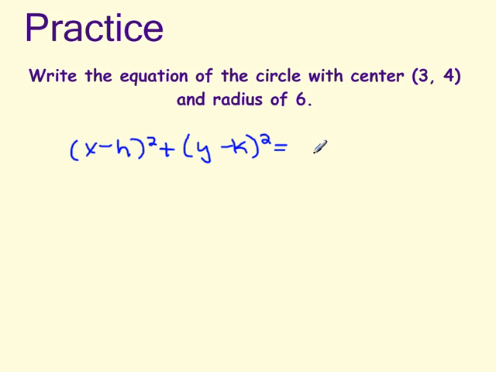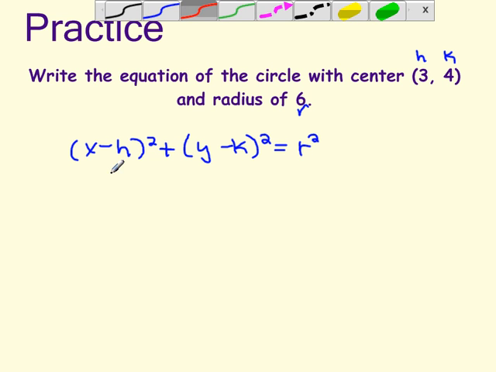The equation is (x - h)² + (y - k)² = r². Looking at this, we can label this as our h, this as our k, and this as our r. From that, we can go ahead and substitute these values in.